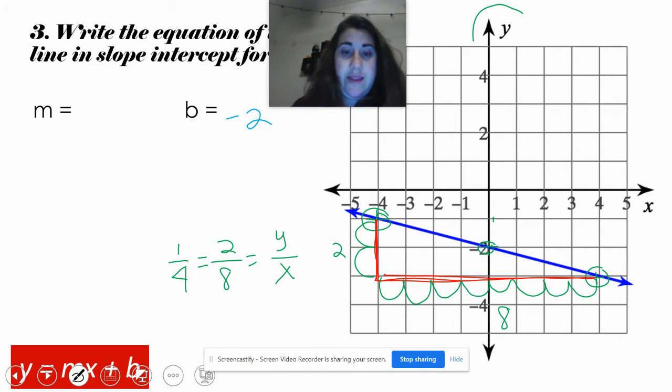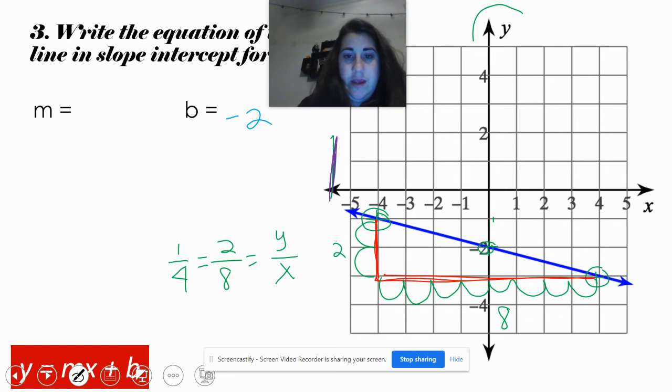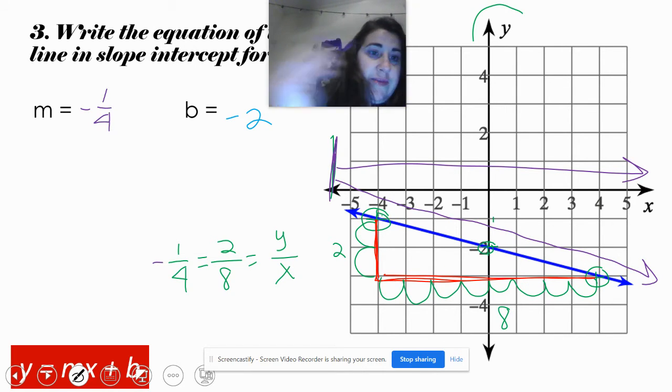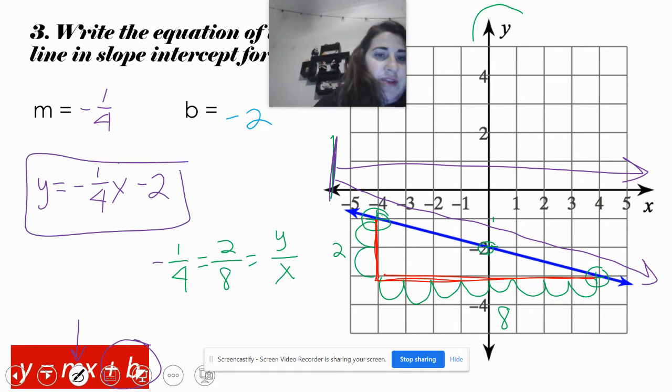Now, there is something I need to think of. If I'm going from this side to this side and I follow my line, it is going down, which means that my slope is negative. So I have -1/4 here. So if I'm writing an equation, my equation is going to be y equals, what do I put instead of the m? -1/4 x. And then what do I put instead of this? Well, my -2, and that's my equation right there.